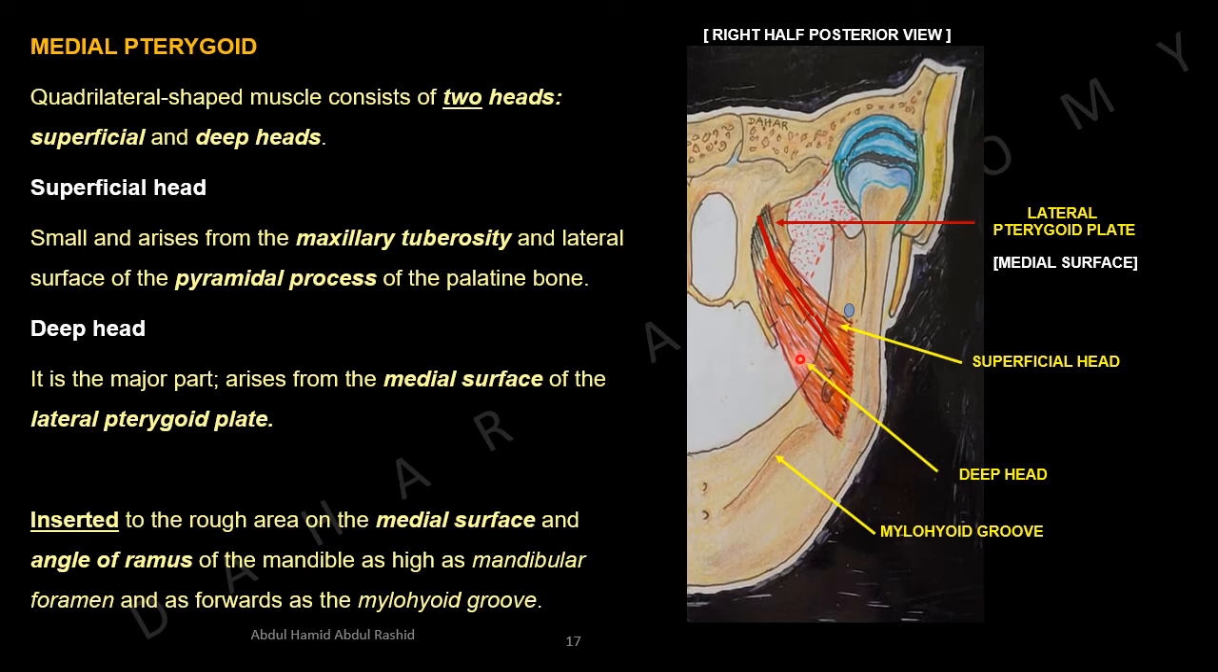This muscle is inserted to the rough area on the medial surface and angle of the ramus of the mandible, as high as the mandibular foramen above here, as forward as the mylohyoid groove around here.